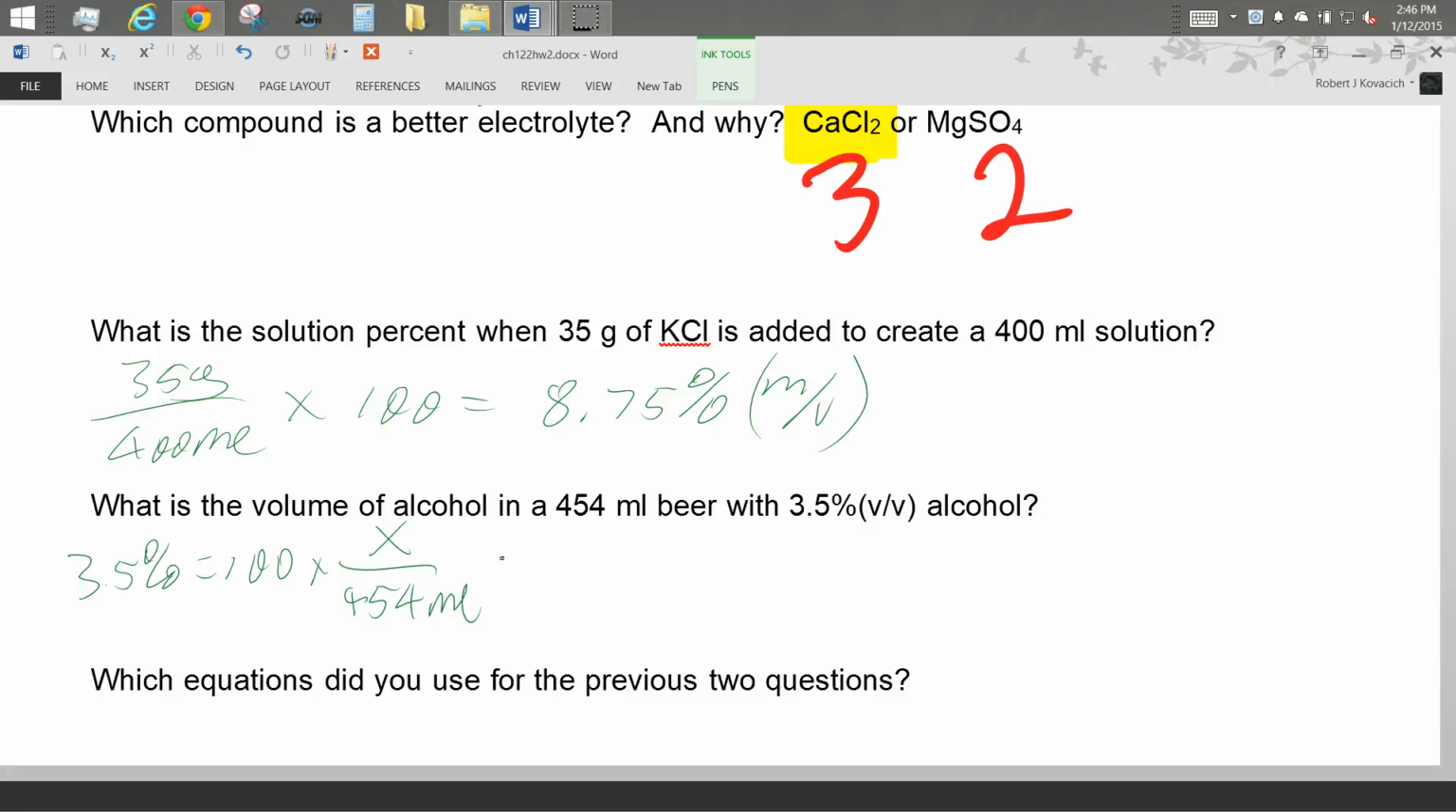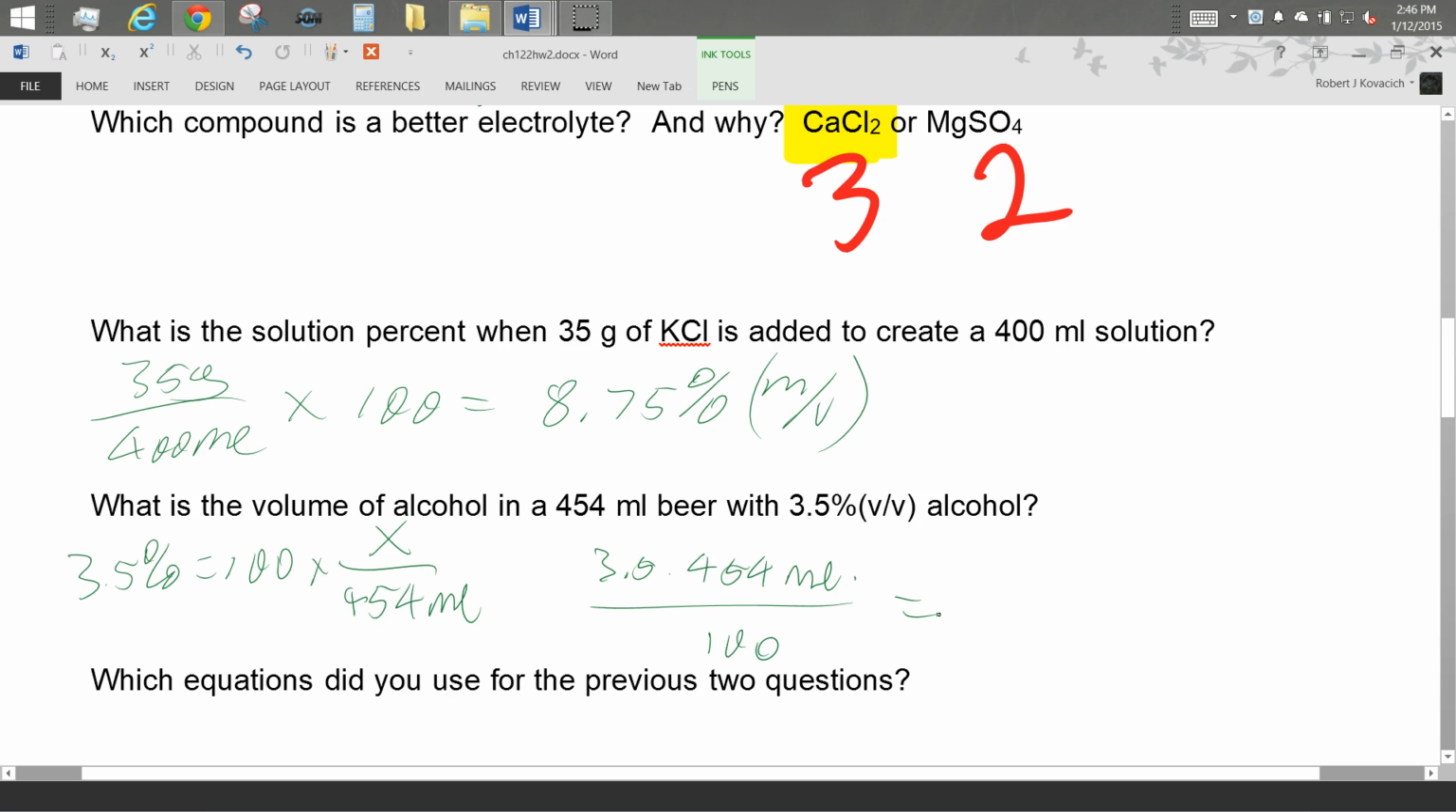Because the ethanol and the rest of the beer is basically water, the solution, so it's two liquids. So I'll have 3.5 times 454 milliliters divided by 100. So 3.5 times 454 divided by 100, I have 15.89 milliliters of ethanol. So 16 milliliters for your answer.